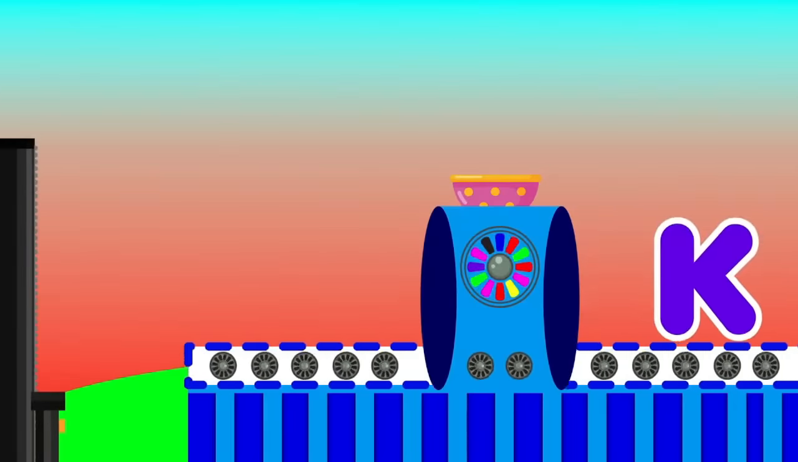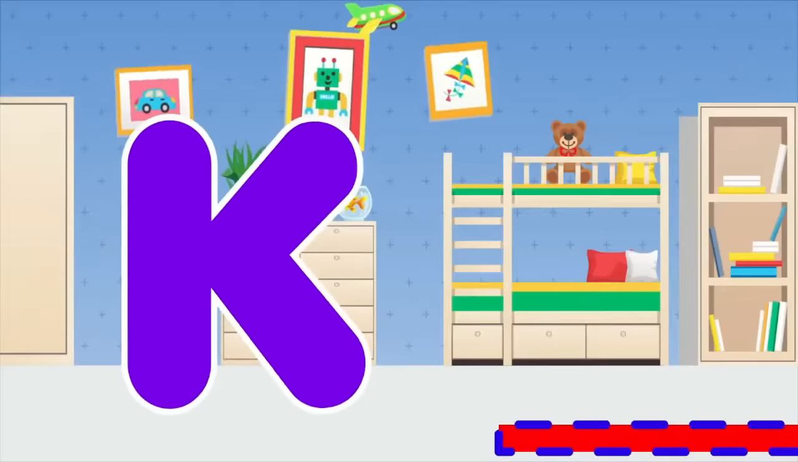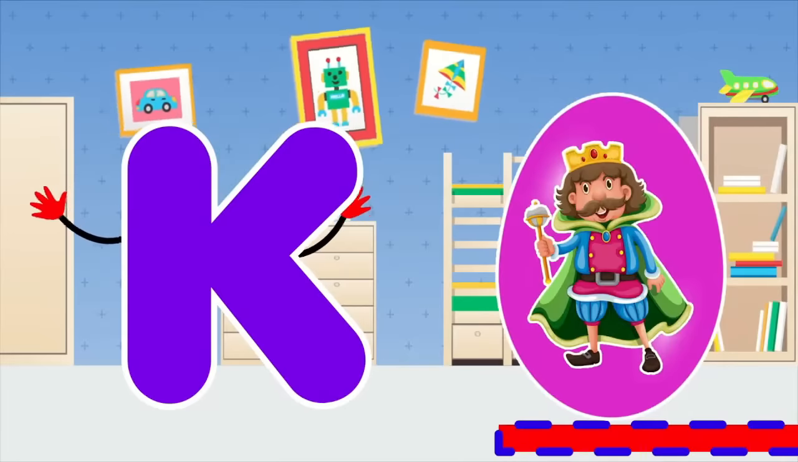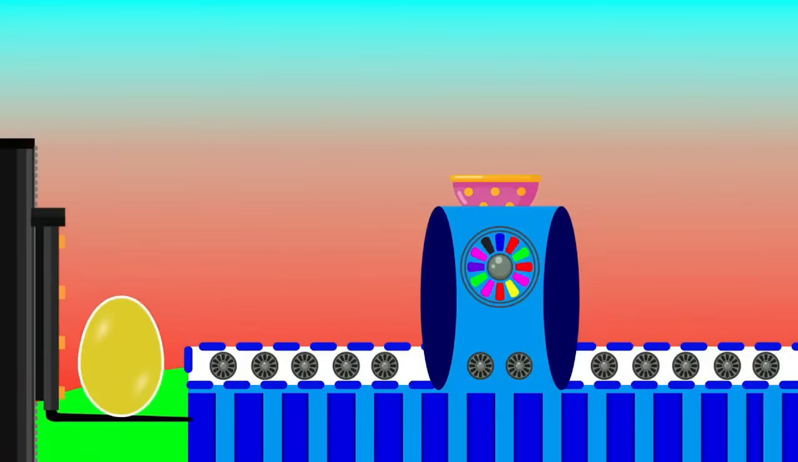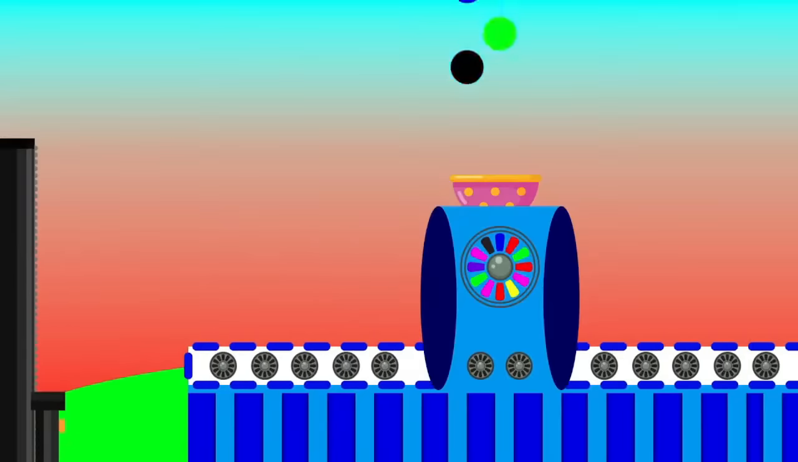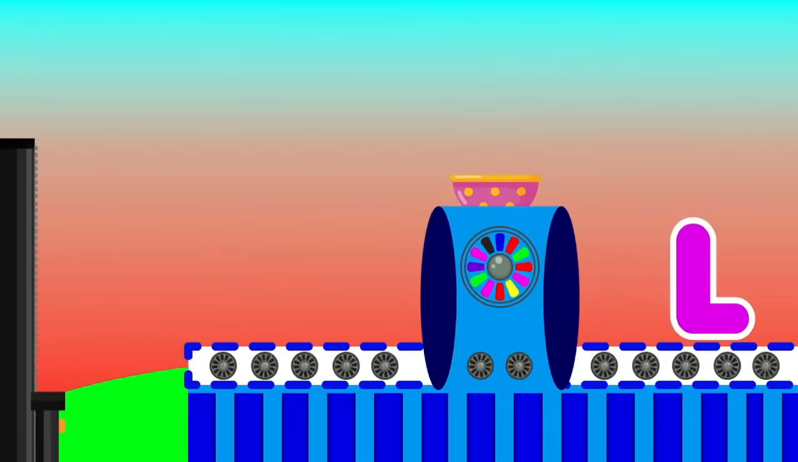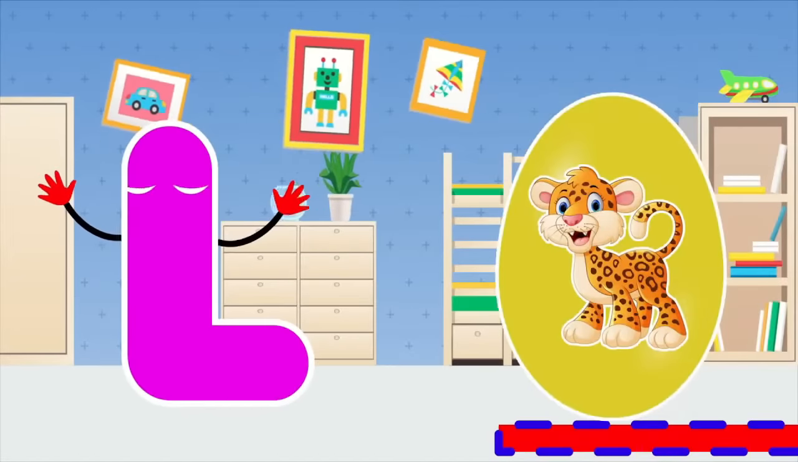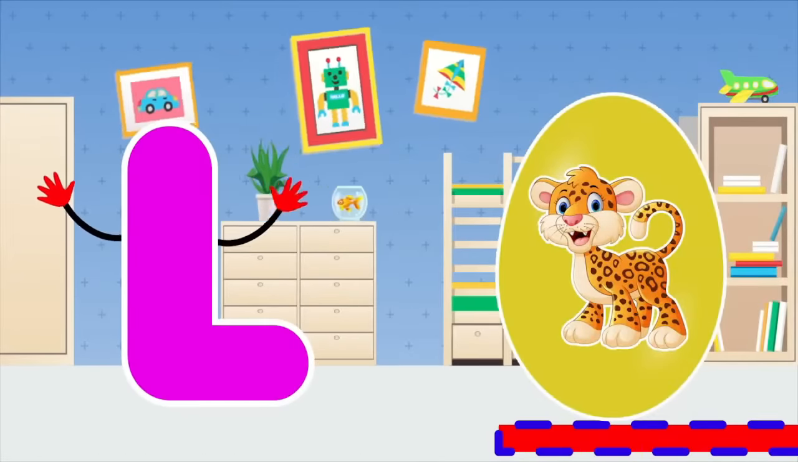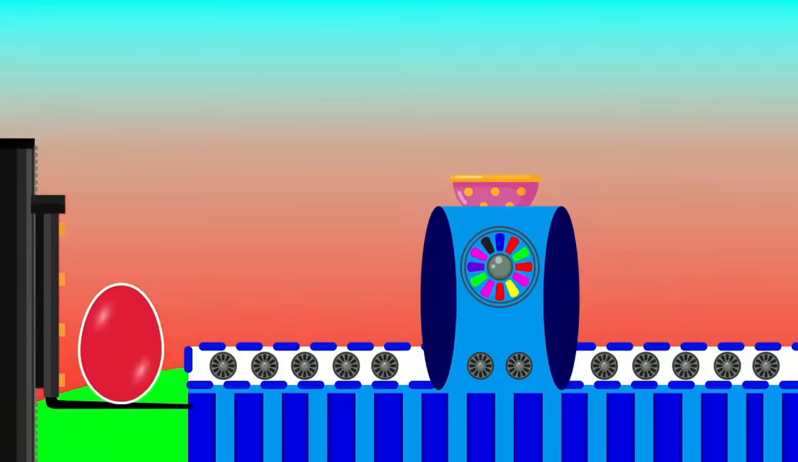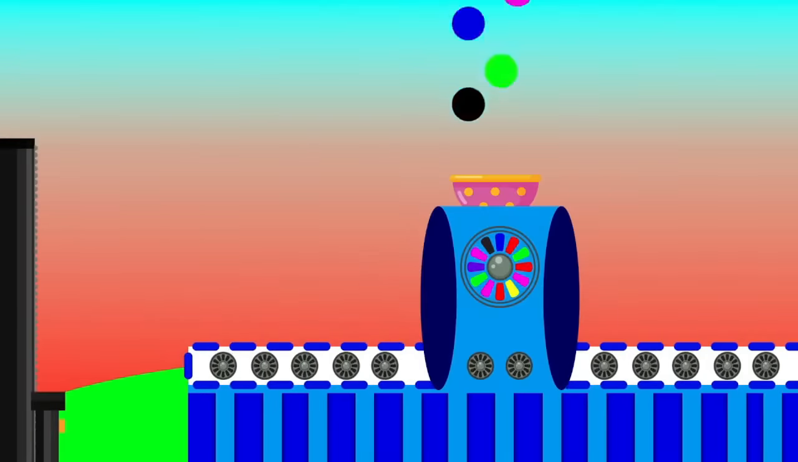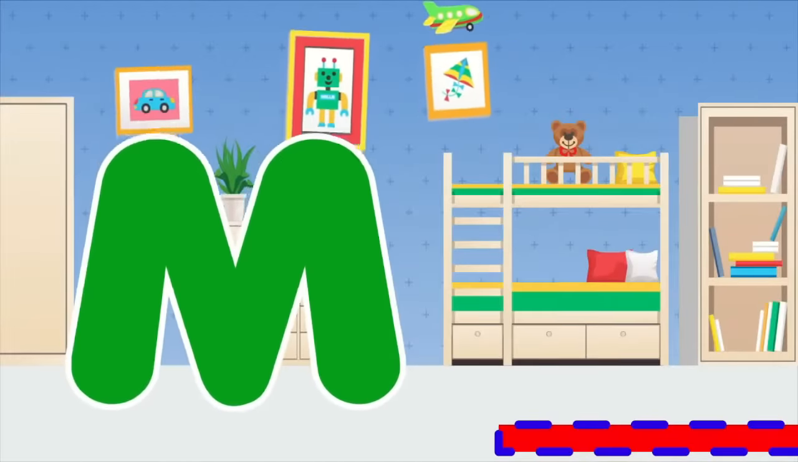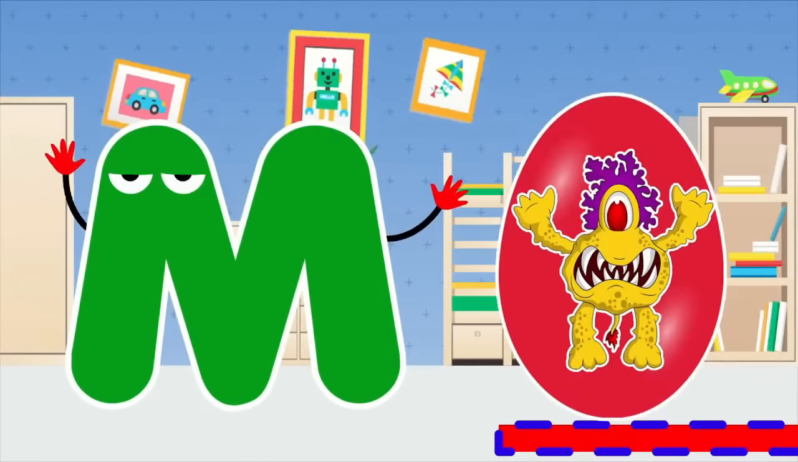Here is an alphabet K. K is for king. Good job. Here is an alphabet L. L is for leopard. Here is an alphabet M. M is for monster.